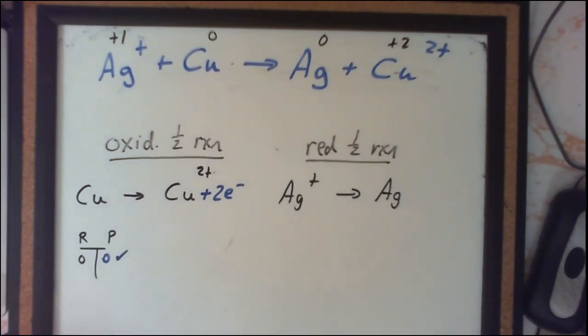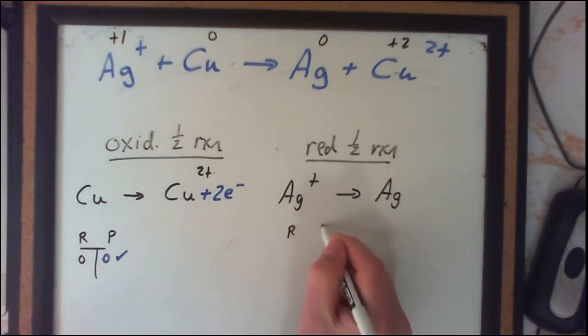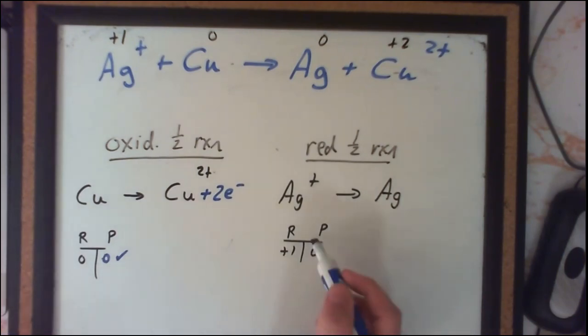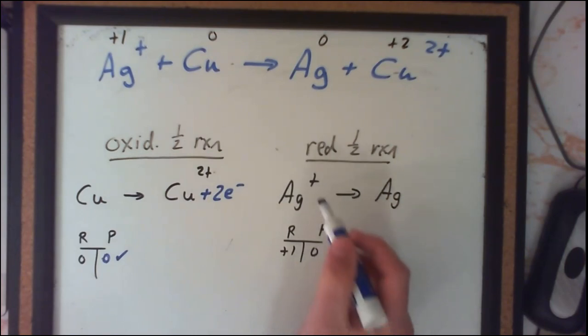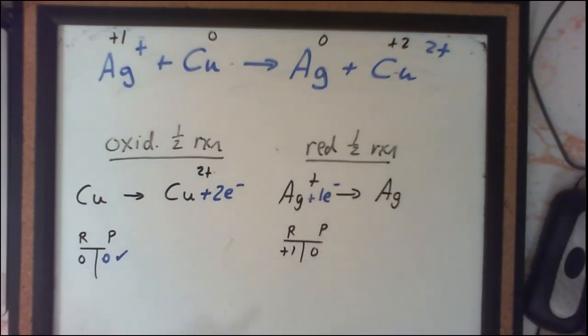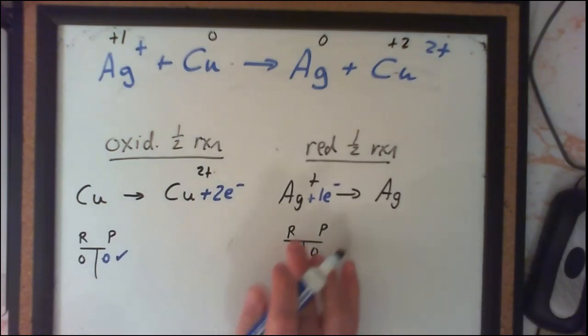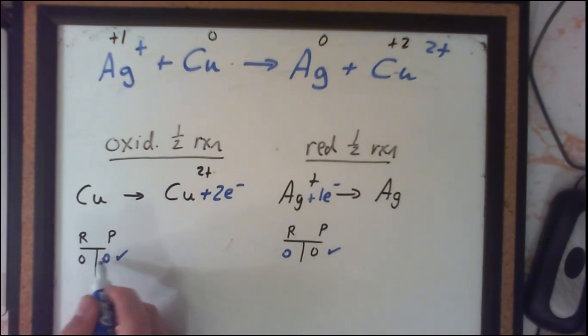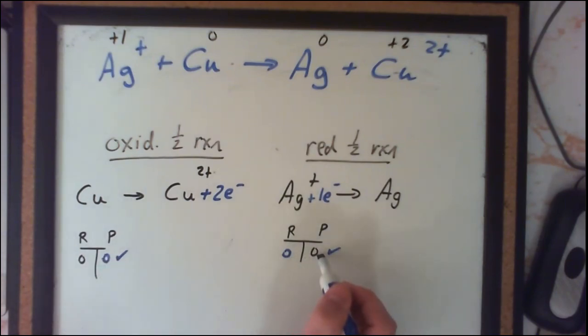Do the same thing for the reduction half reaction. For the reduction half reaction, you have +1 on the reactant side, a 0 charge on the product side. All I'm doing is adding electrons. So as a result, I can't make the 0 into a +1, but I can make the +1 into a 0. And I can do that by adding exactly 1 electron to the reactant side. As a result, then I have +1, -1, gives me 0, which matches 0. So these numbers don't necessarily have to be 0, but this number has to be the same as this number, and this number has to be the same as this number.